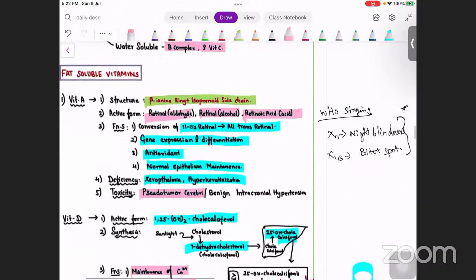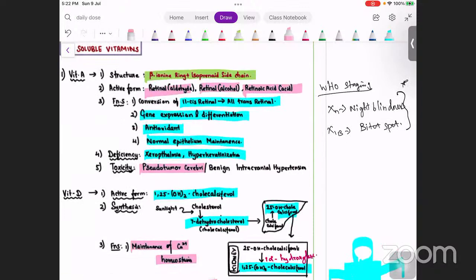So we have talked about A and D. Vitamin A: the structure is a beta-ionone ring plus an isoprenoid side chain. The active forms are retinol, retinal, and retinoic acid. The main function is conversion of 11-cis retinal to all-trans retinal. Deficiency causes xerophthalmia and hyperkeratinization. Toxicity could result in pseudotumor cerebri.